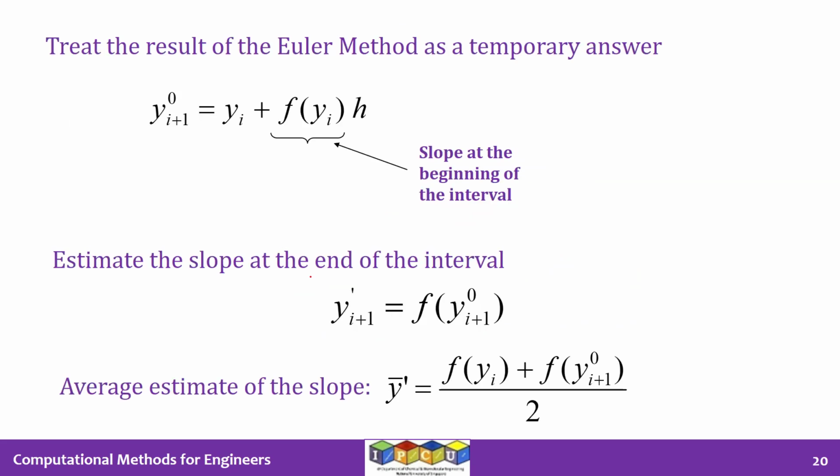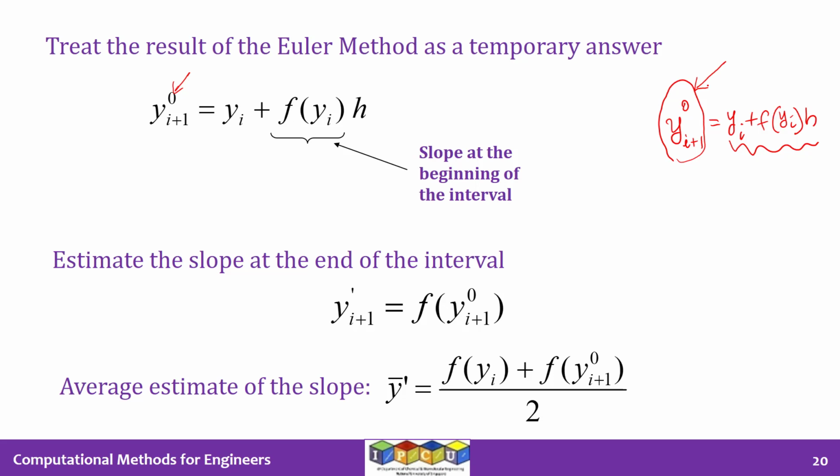Now I'm going to take the result of the Euler method as a temporary answer. So I'm just going to say y_{i+1}^0. The 0 superscript implies that this is the temporary holding variable or the temporary answer to the problem. I'm not saying in this particular case y_{i+1} is equal to y_i plus f(y_i) times h, because if I say that, it means I am adopting the Euler scheme. By putting a 0 here, I'm just saying the results of the Euler scheme, I'm going to assign it to this temporary variable y_{i+1}^0. And I'm going to do something to improve my answer based on y_{i+1}^0.